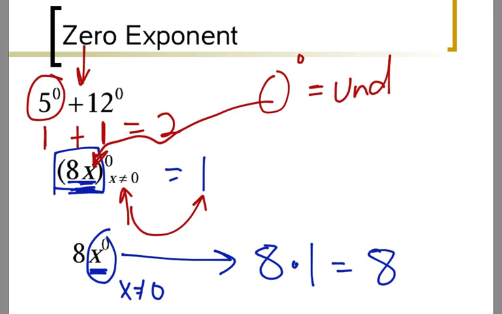So you'll see some problems in your homework where you're simplifying using a 0 exponent, and you've got to do that part first and then do whatever other arithmetic follows.